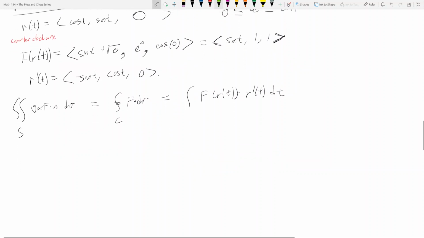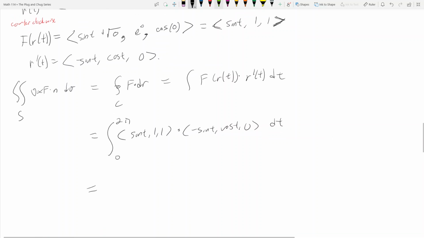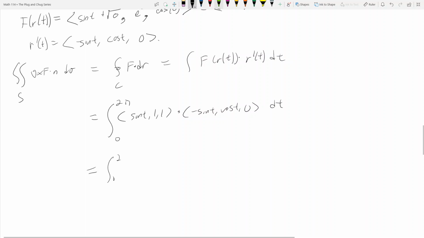And now, so that means we have the integral of f of r of t, which is sine t, comma 1, comma 1, dotted with negative sine t, cosine t, 0, dt, and we're going from 0 to 2 pi, which is our t-bounds. And then this becomes the integral from 0 to 2 pi of negative sine squared t plus cosine t, dt.